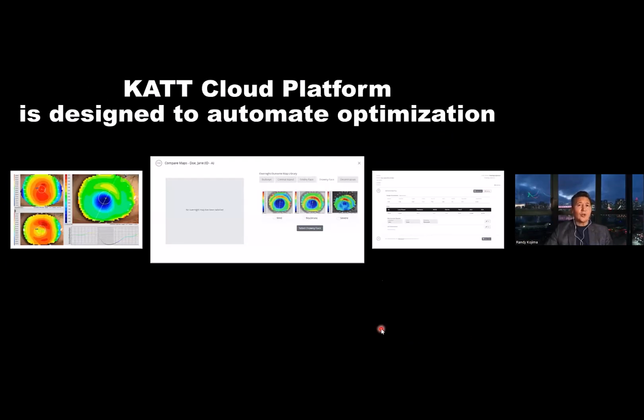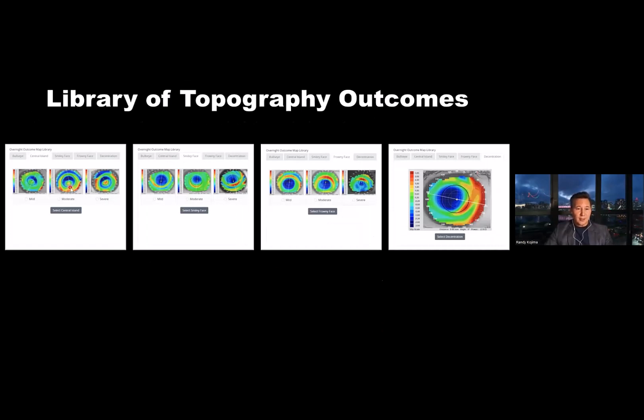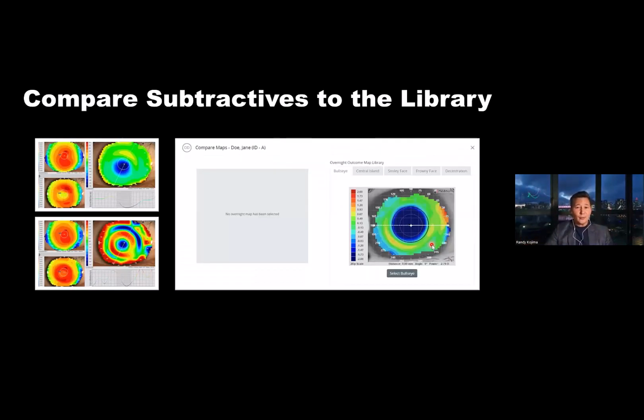But how do you resolve that the lens might be riding low or riding high or lateral or undercorrecting? Well, we're going to go back to the KATTCloud platform, and we're going to use it as a tool to help us design the appropriate parameters of lens. In the cloud, you have all of these different topographical outcomes: central island, smiley face, frowny face, lateral displacement. You can compare your outcome to the gallery or library of outcomes you see in the cloud software and figure out which one is most like my outcome. So that's what we're going to do here.